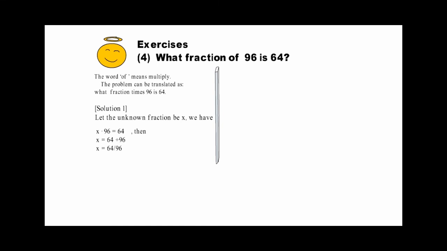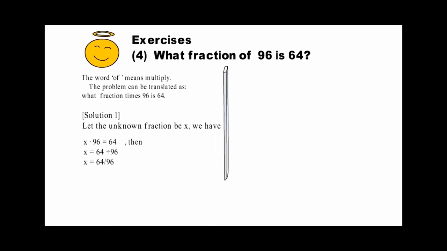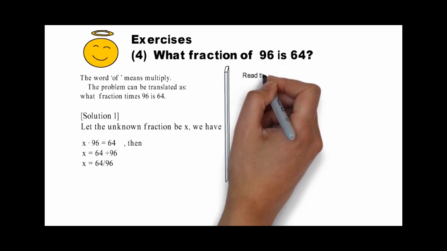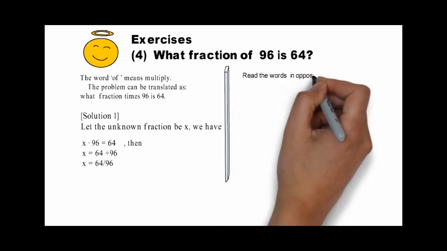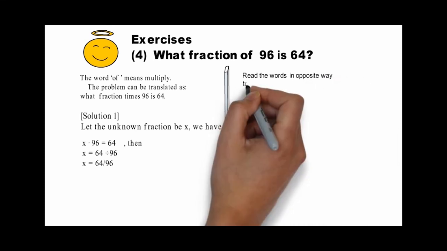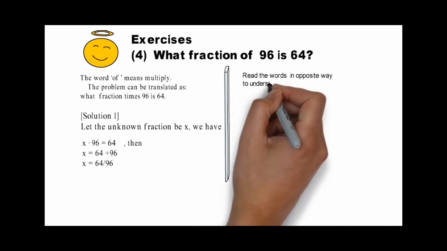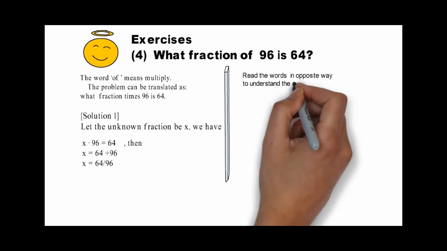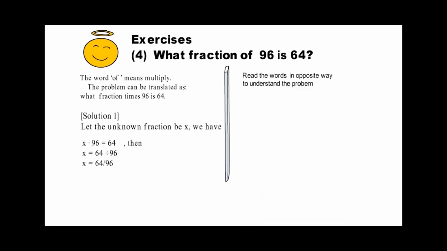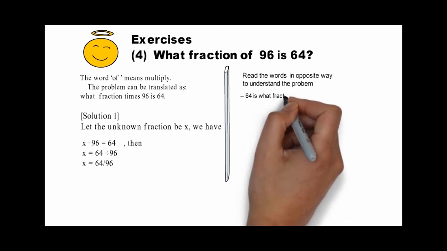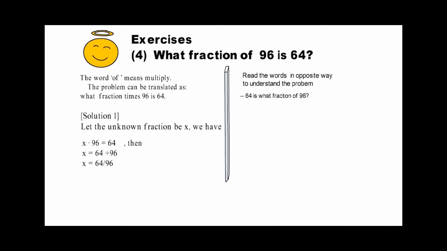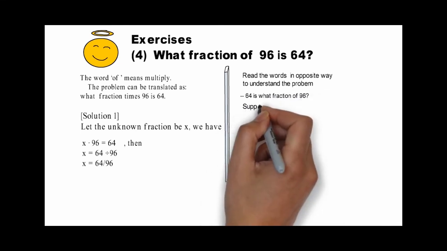Now let's use another method to solve this problem. Now if we read the words of this problem in the opposite way, okay, so instead of saying what fraction of 96 is 64, how about we read it as 64 is what fraction of 96? Let's see how to solve it.